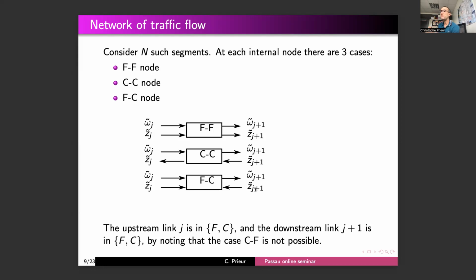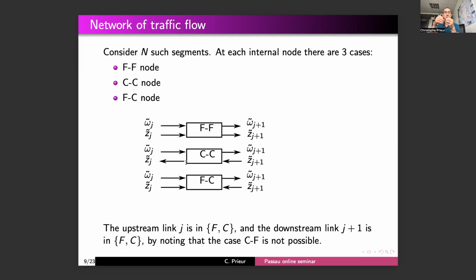And it is not very difficult to see that the case where you have the first in congestion regime and the second one in free regime is not possible. Why? Because if you see what happens for the boundary condition, you will see that there is something which is not possible physically. So it is not possible to have congestion first and free at the end. This is why we are considering only three cases for two segments: free, congestion, and free-congestion mode.